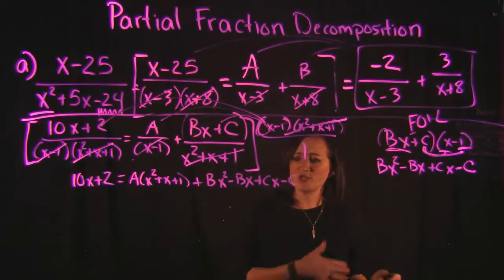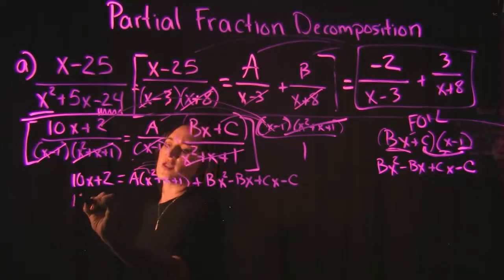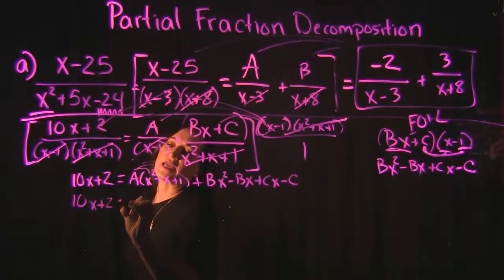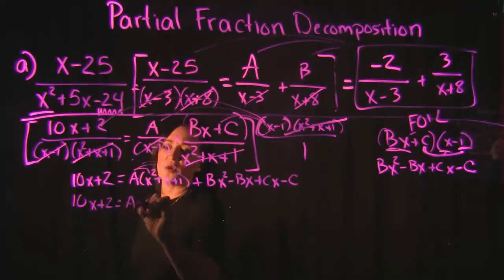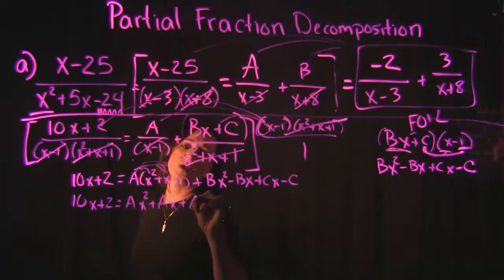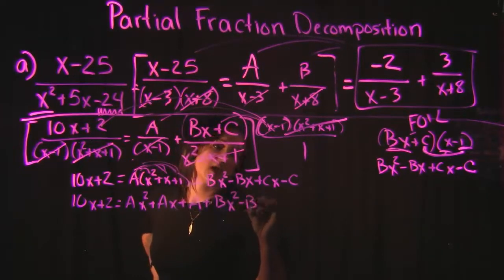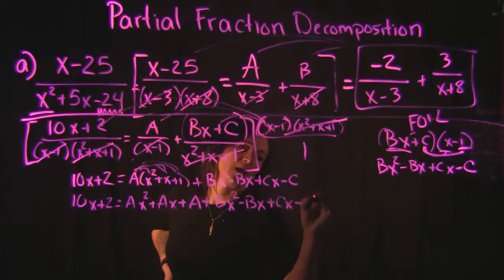So then we need to do some cleanup here because we still need to distribute this a out to everything. So let's go ahead and take care of that. A times x squared is ax squared. A times x is ax. A times 1 gives us a. And drop everything else down.